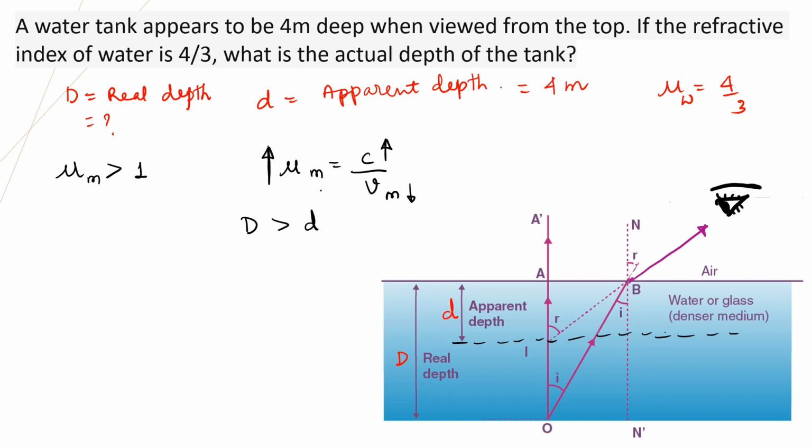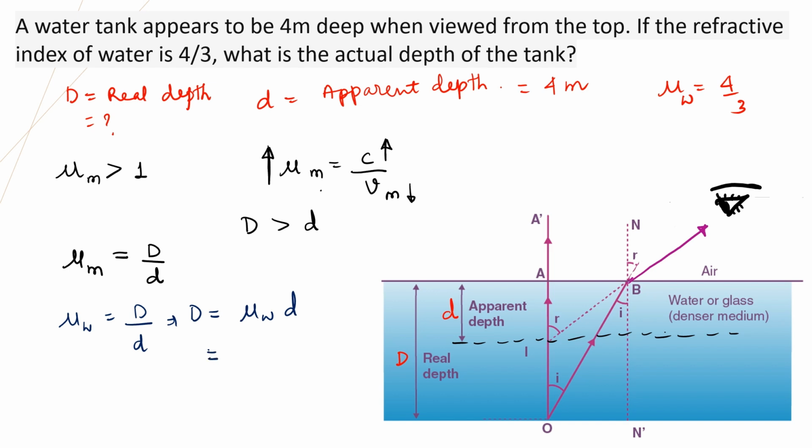Now this can also be proved mathematically, but for 10th class I don't think this is important. So refractive index of medium is greater than 1, and capital D, the real depth, is greater than small d, the apparent depth. So the ratio capital D by small d is also greater than 1, and capital D by d is equal to the refractive index of the medium. So here in this case, what will you write? Refractive index of water is equal to real depth by apparent depth. So real depth is equal to refractive index of water into apparent depth.